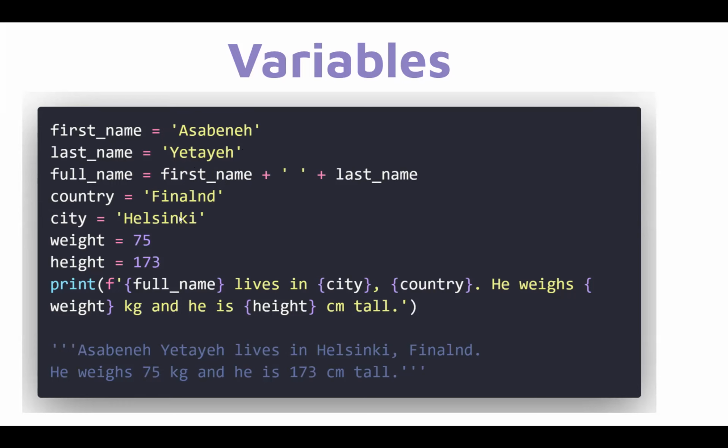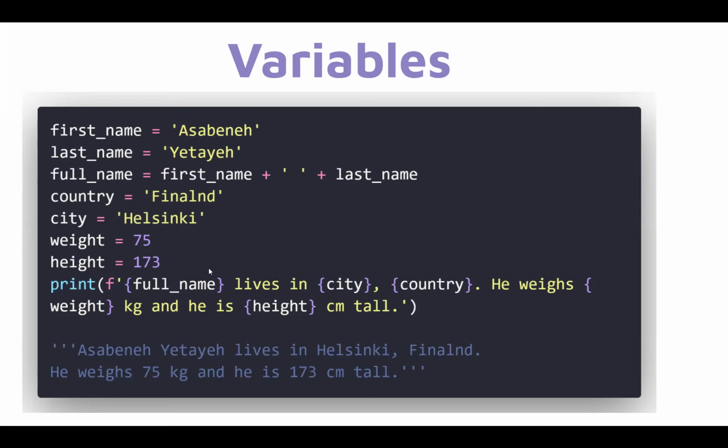Where do I live? Actually, I live in Finland. So country and city, I live in Helsinki. So I put this value. I weigh about 75 kilogram and height about 173. I'm the shortest of all. Okay, it's not very short anyway.